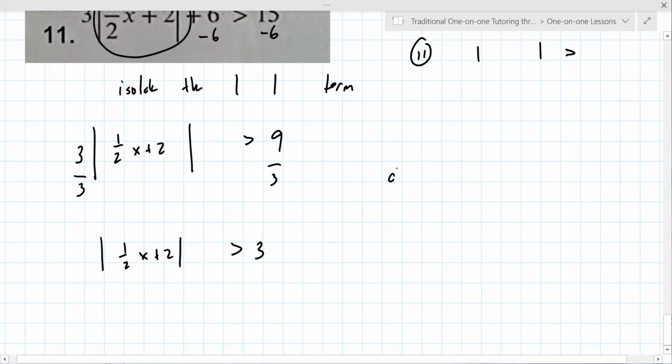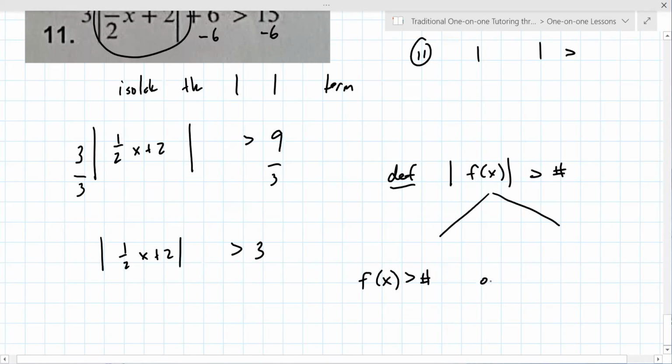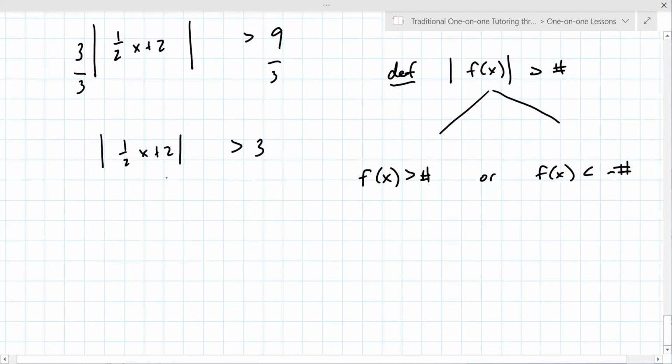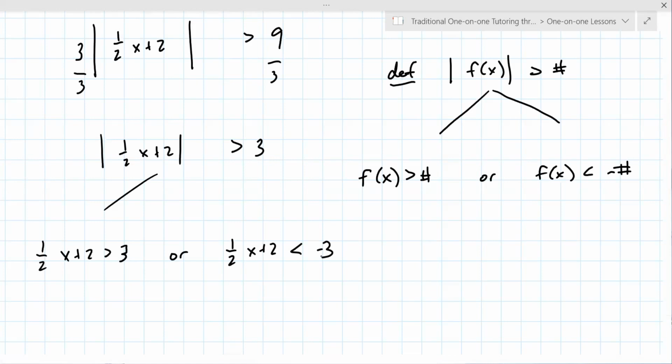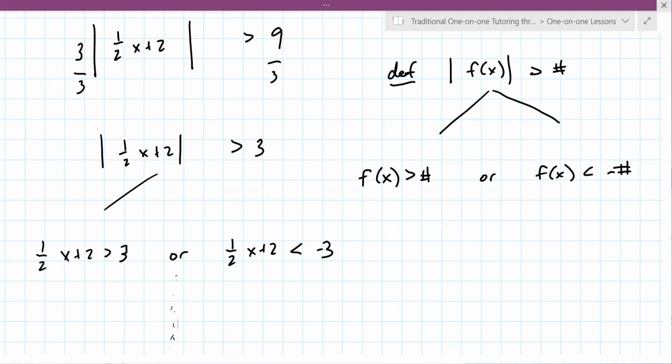So this is another definition. Your definition is, I've got the absolute value of something greater than a number. So what do I do? Well, there's forks here. You have f of x greater than the number, or f of x less than the negative of that number. So for example, here you would write 1/2 x plus 2 greater than 3, or 1/2 x plus 2 less than negative 3. And then you solve each of these individually. I'd like you to do that. Let me know if you have any questions about solving it. I'll confirm your answer if you need me to.